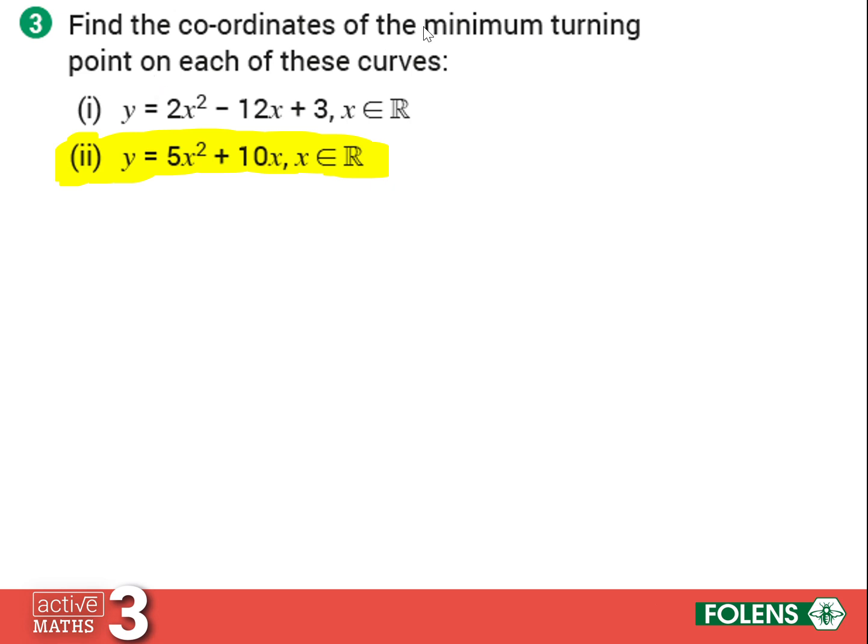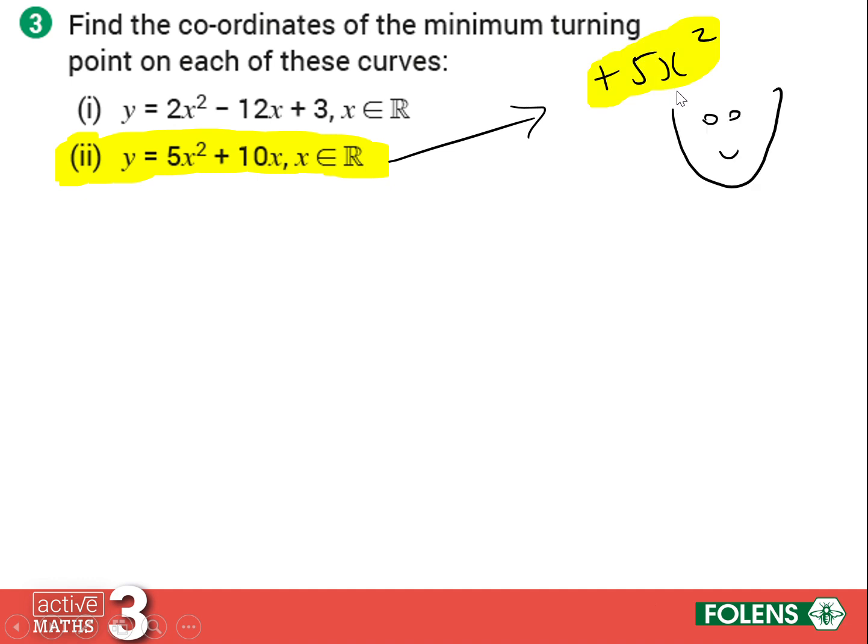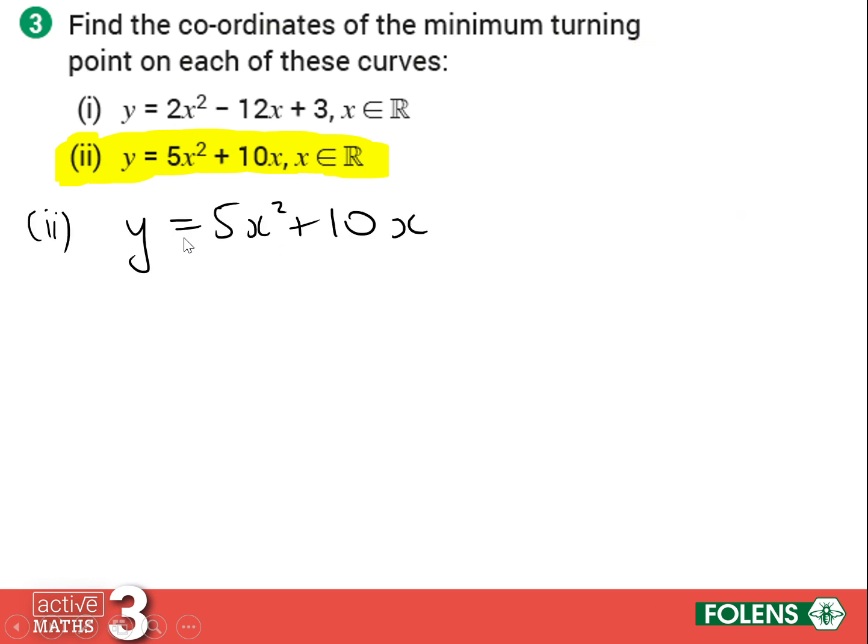Right, part 2 here: find the coordinates and the minimum turning point of each of these curves. So here's part 2. Again, I'd like to point out that this is a plus 5x squared, so a plus x squared graph. Again, your U-shaped graph, and in a U-shaped graph we're going to have your min point there in the bottom. So we start off, first of all, for step number 1, we differentiate.